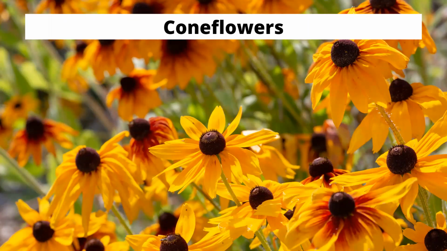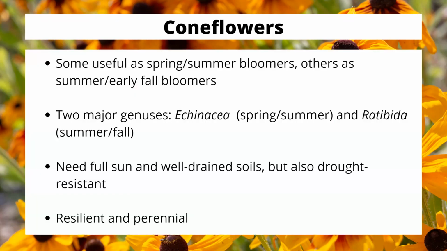So our last group of flowers that I'm going to cover this evening are our coneflowers. A lot of us grow coneflowers all over the place. I like coneflowers too because they reseed so easily and they just come back year after year. So this is one of our more useful flowers in that there are going to be differences in genus again here. Some are going to be good as spring and summer bloomers, whereas others are going to be summer and early fall. So this is split between the two major genera that we're talking about, Echinacea and Ratibida. Echinacea are going to be our earlier in the season ones, our spring and summer bloomers. And the other one, Ratibida, is going to be our summer and fall bloomers.